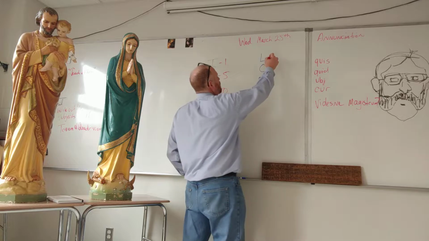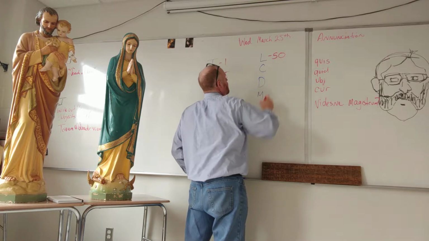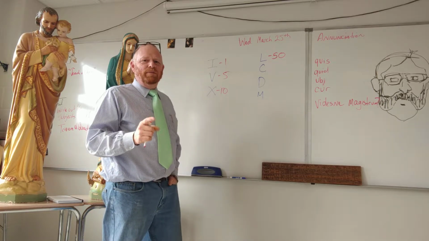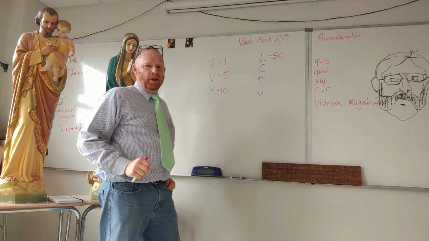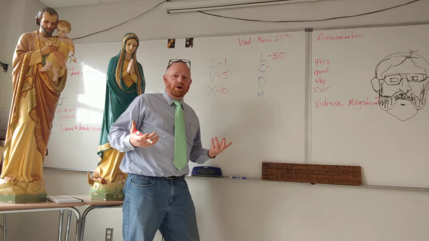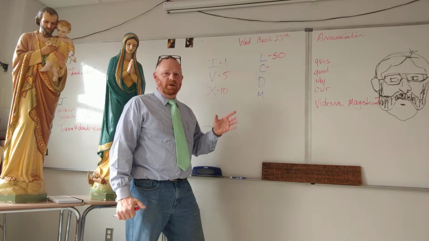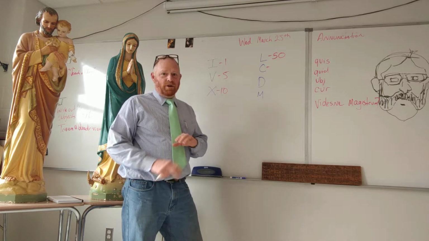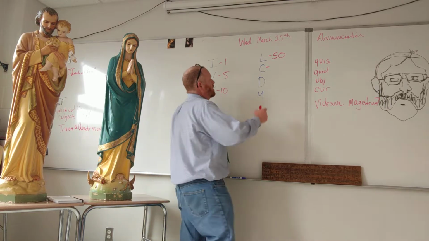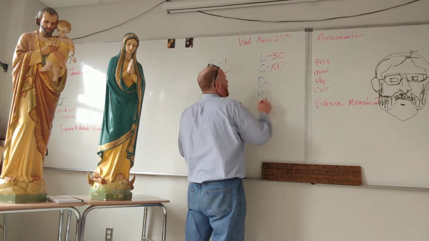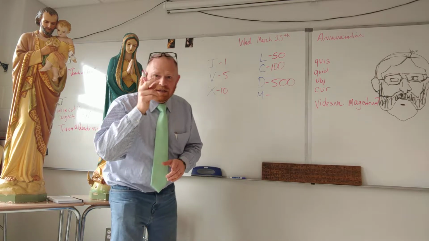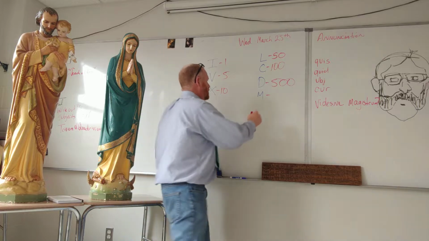L stands for 50, and I don't honestly know why. I probably should, being that I'm paid to be your Latin teacher. C stands for centum, or what we get our word century. How many years is in a century? Yes, 10. No, that's a decade, decem, right? A century is 100, so 100. And then D is 500, and then M is, yes, you guessed it, 1,000.